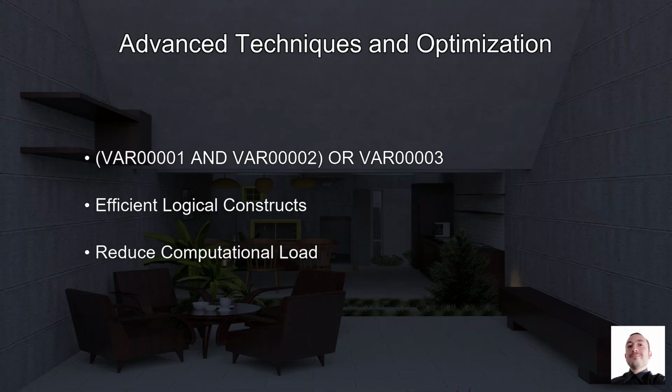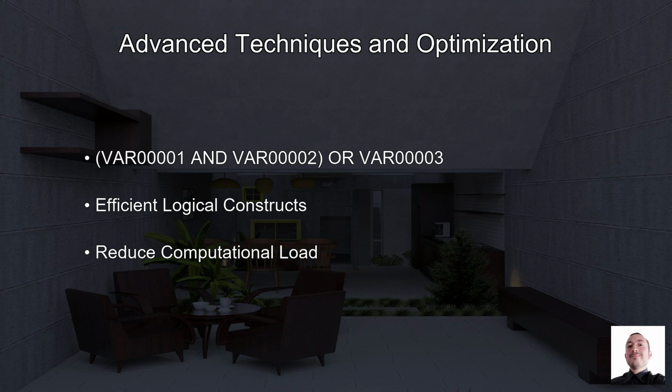Now, let's dive into advanced techniques and optimization strategies for your animations. Imagine you're working with complex logic, like combining multiple bits to trigger an animation. The trick is to use logical operators. For instance, if you want to change the color of a rectangle based on multiple conditions, you can write an expression like this: var 00001 and var 00002, or var 00003. This means the animation will trigger if both var 00001 and var 00002 are true, or if var 00003 is true.